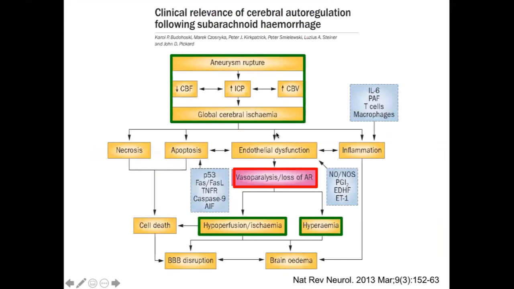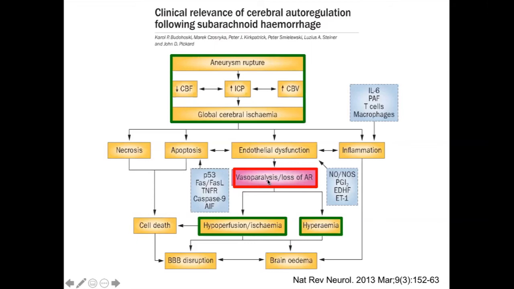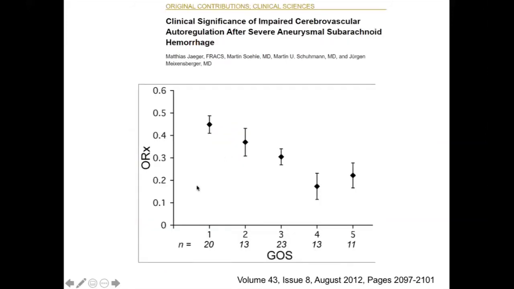Another key, talking about autoregulation, this massive increase in ICP leads to a kind of vasoparalysis, leading to loss of autoregulation that may result in hypoperfusion and ischemia, or in hyperemia, brain edema, and intracranial hypertension. Indeed, in this paper, it has been shown that there is a clear association between the autoregulation by using oxygen reactivity index and the long-term outcome. So worse autoregulation, worse outcomes.